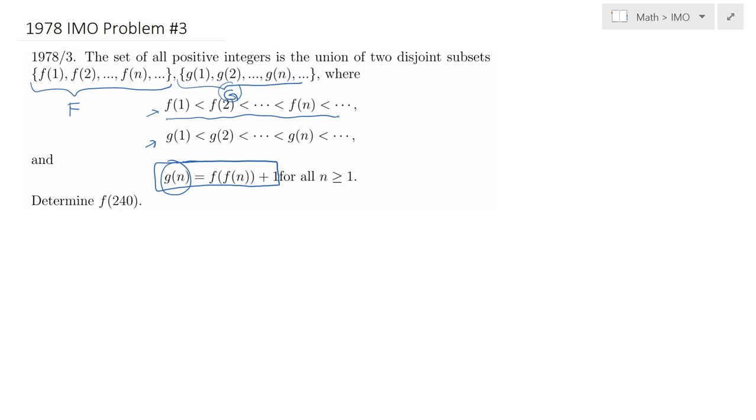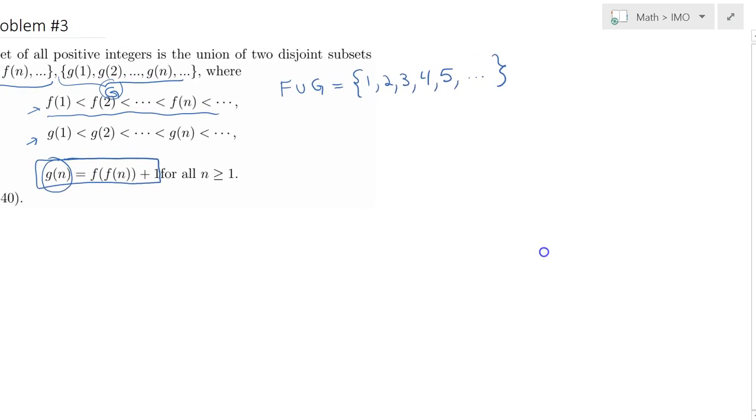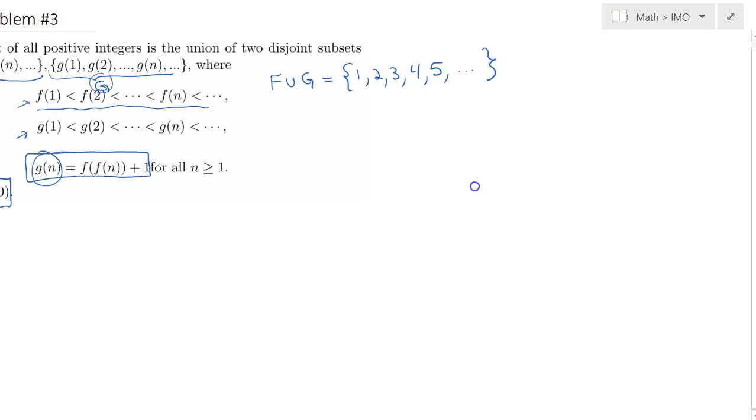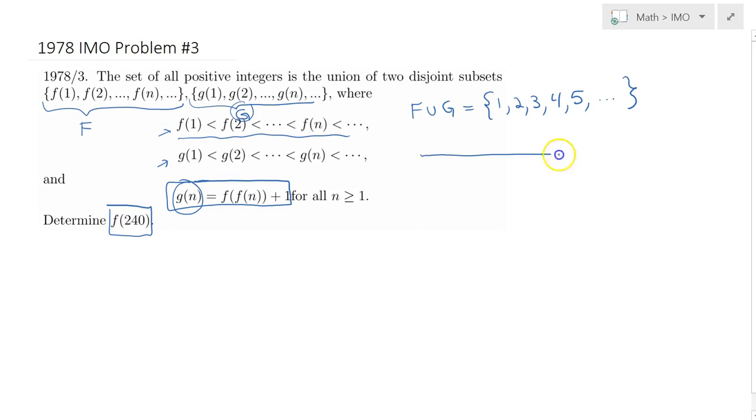So what I will do next is make a few observations. First of all, we agreed that F union G will span the whole set of positive integers. My goal is to first try out a few values, because eventually we need to calculate F of 240. So I will have the real line, and I will start putting the numbers on that line, and I would like to identify what each of these positive integers is associated with. Each of these numbers is either in this set or in the other set. Okay, so let's start.